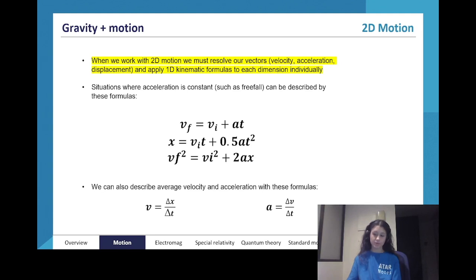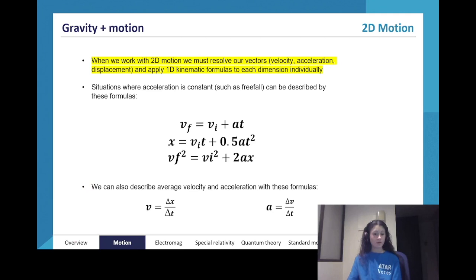Now, of course, remember there is the other factor of air resistance. However, in year 12, we don't consider air resistance. So even though air resistance is like an acceleration factor because it would be slowing the projectile down, we can assume that it's negligible because it's going to be so small. And then we can also describe the average velocity and acceleration with these formulas.